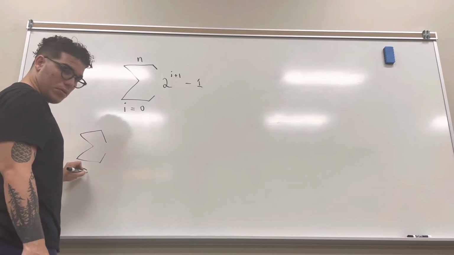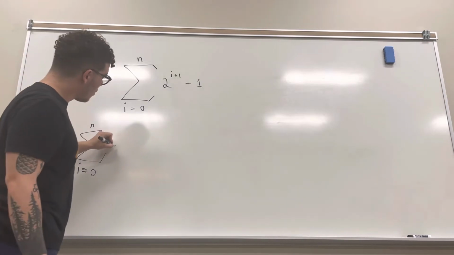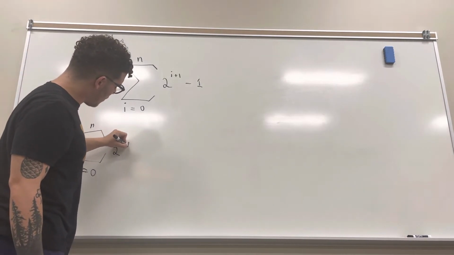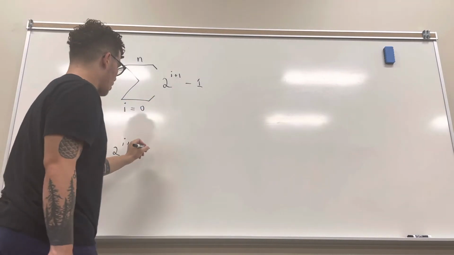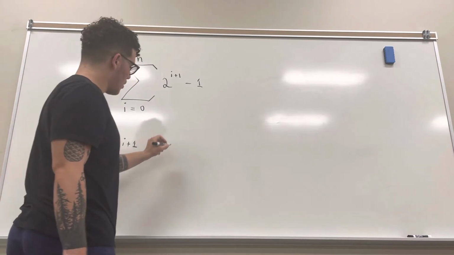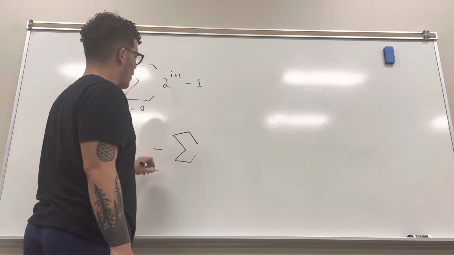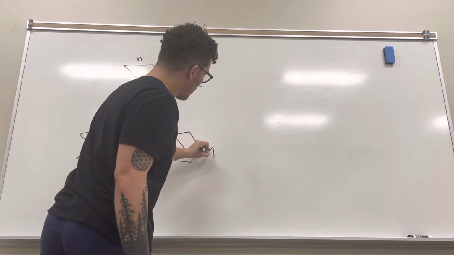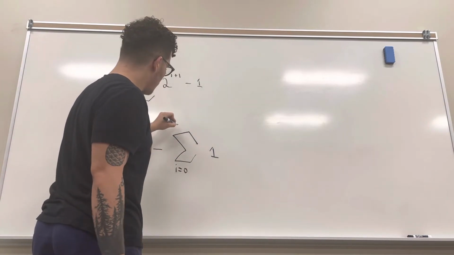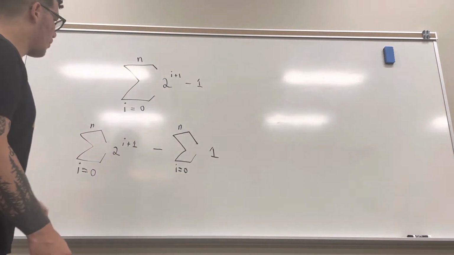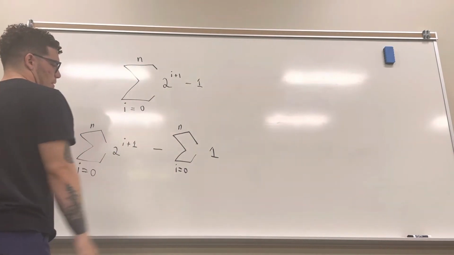So it's going to be the summation from i equals 0 to n of 2 to the i plus 1. And then, we're writing this as its own summation. So we're going to go minus, and then we're going to go the summation of, and it's just going to have a 1 on the inside. And it's the same bounds, i equals 0 to n. Okay? So we're just using our summation rules to rewrite this guy as 2 separate summations.